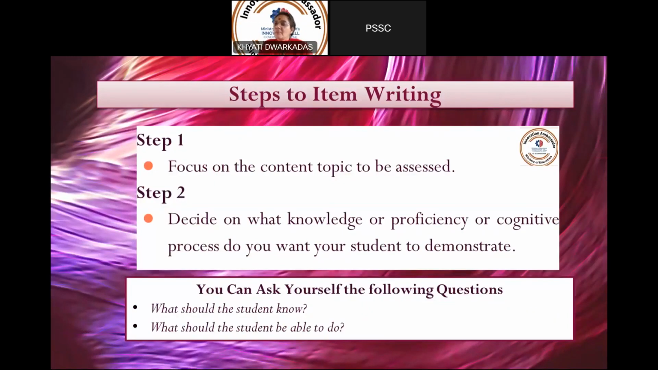So when you start with item writing, the first step is to focus on the content of the topic that you wish to assess. Then second step, decide on what knowledge or proficiency or cognitive process you want your student to demonstrate. You can even ask yourself two questions before you frame any question. What should the student know? And what should the student be able to do?